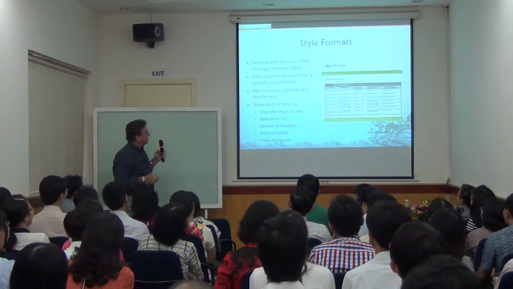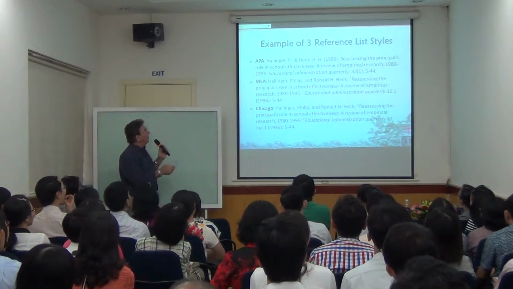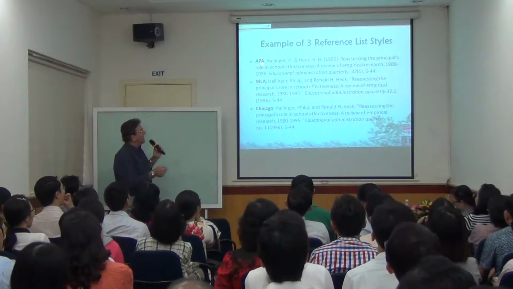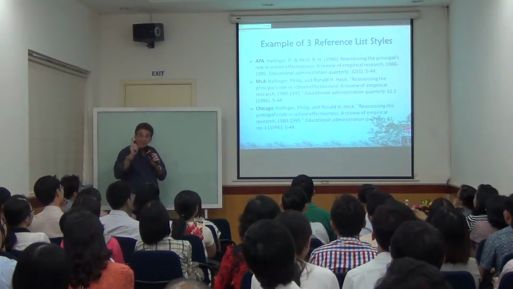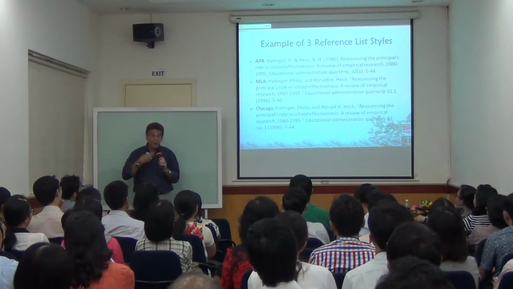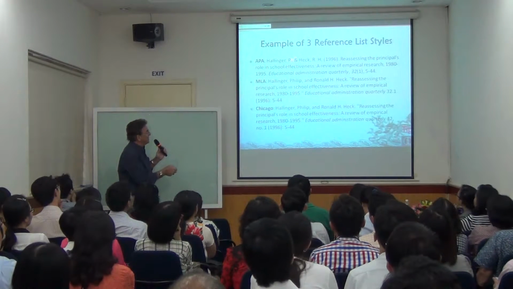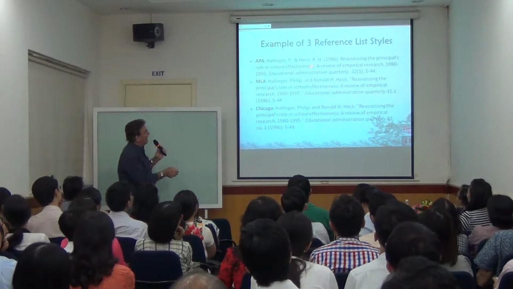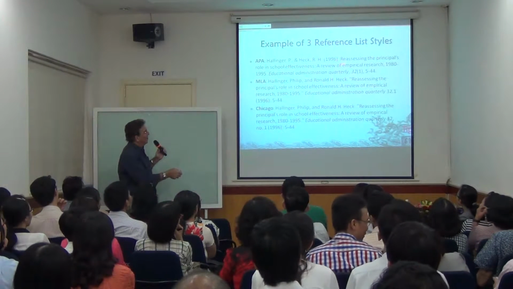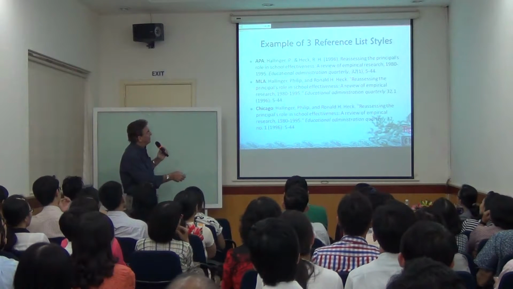Okay, so let me give you an example of three reference list styles: APA, MLA, and Chicago. So you can see each of these is the same reference. It's the same source. It's my paper. Okay? But look how different they are. This one, Hallinger P, with this little ampersand sign, and Heck RH, and 1996 next, in parentheses, right? All of these in lowercase, with a, right? And actually, this isn't even correct.